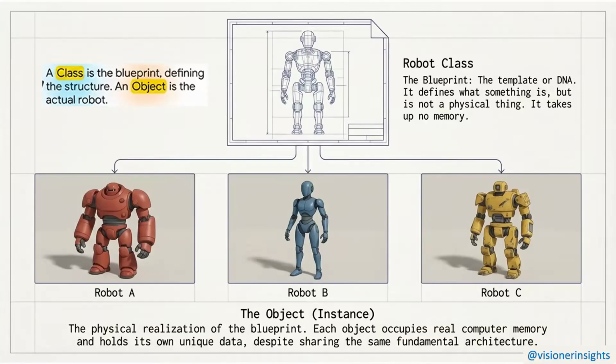It defines what a robot is, what it can have, and what it can do. But here's the key. It isn't a real thing. It takes up zero computer memory. An object, on the other hand, is the actual robot you build from that blueprint. Robot A, Robot B, Robot C, these are all instances of the robot class, and each one is a real thing that takes up memory.